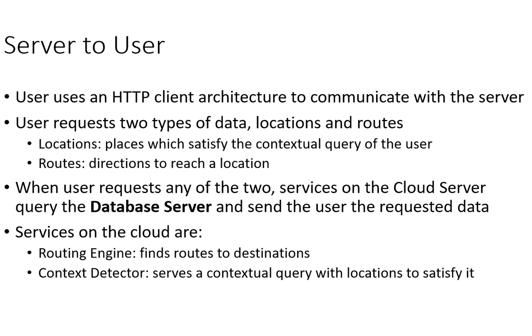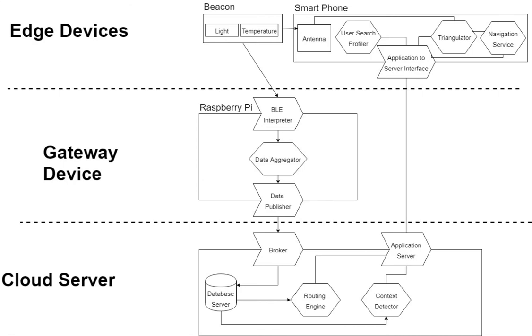Locations are places that fit a contextual query that the client sends, and the routes are just directions to reach a certain destination from the user's current location. Now, how does the user get his current location? It's done using a triangulator service on the user's device that gives the user his exact location using the beacon information and the antenna on the smartphone itself.